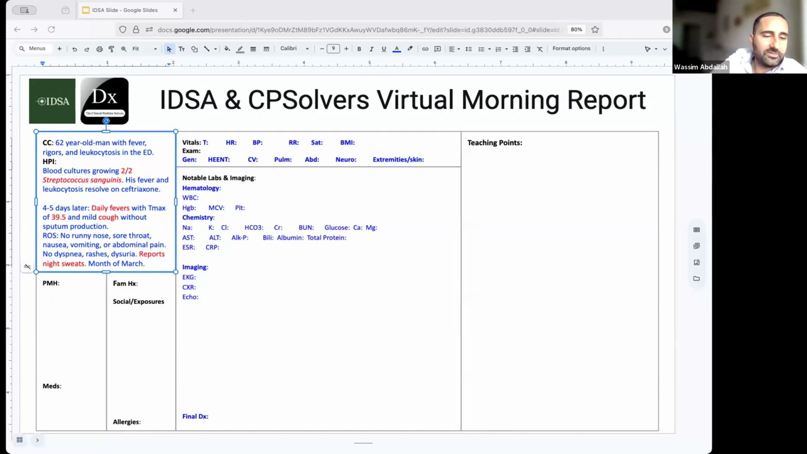Perfect. Thank you, Dan. This is very helpful. It's also good to see this initial ID doctor's approach to fever. It's very good.